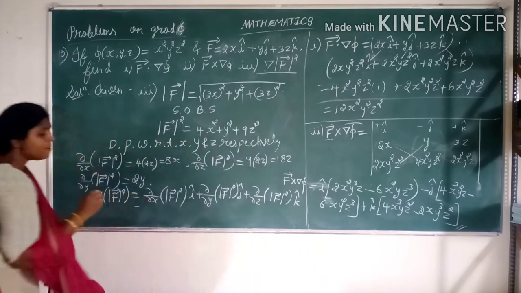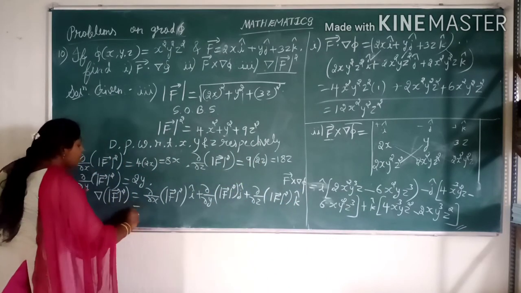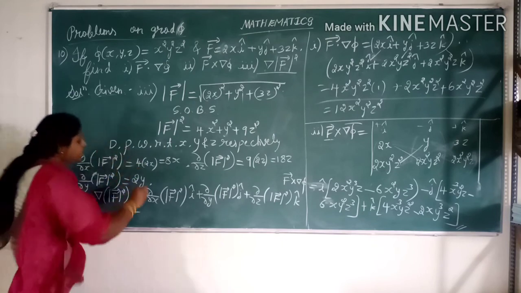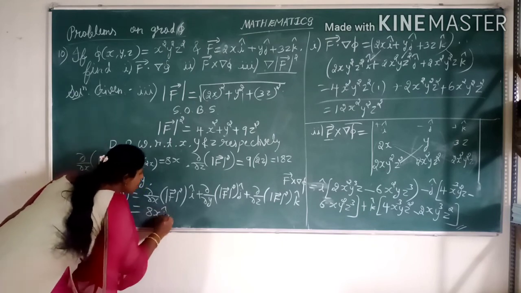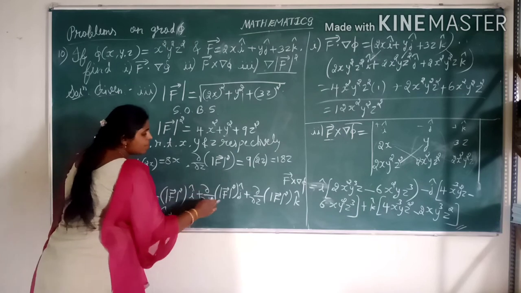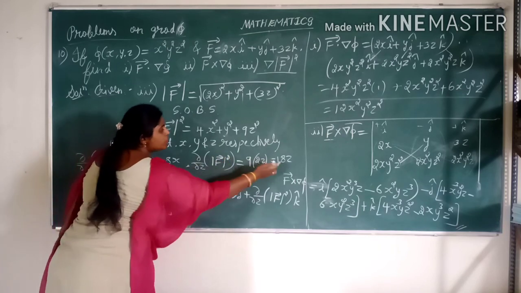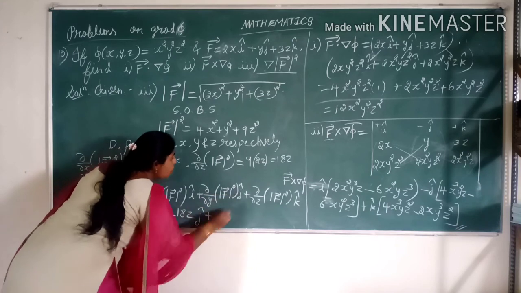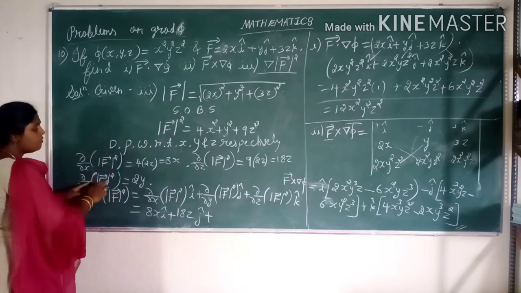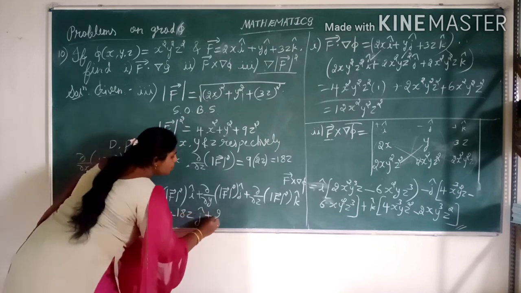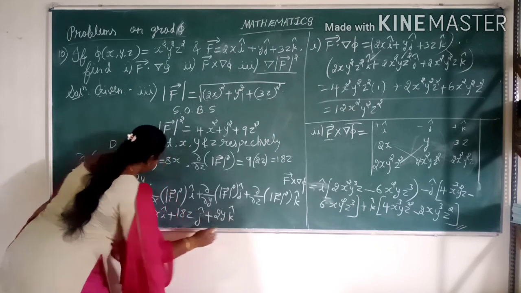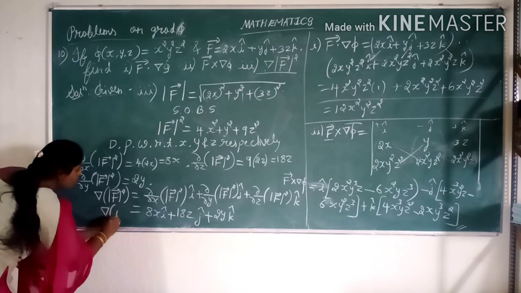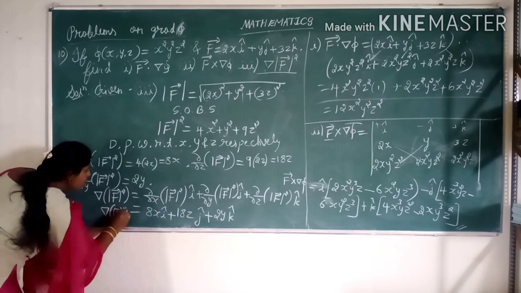Now substitute the partial derivatives. Dou by dou x of modulus of vector f whole square is 8x into i cap plus dou by dou y of modulus of vector f whole square is 18z into j cap plus dou by dou z of modulus of vector f whole square is root y into k cap. This is the what? Grad of modulus of vector f whole square.